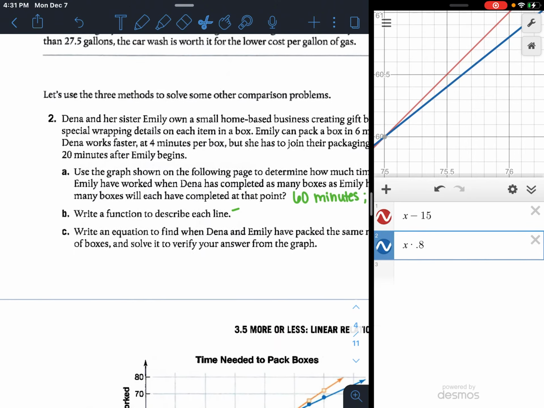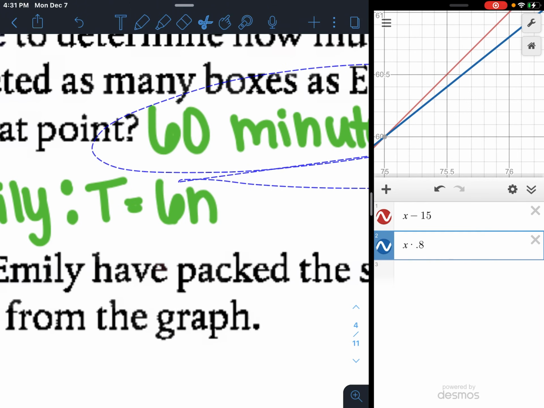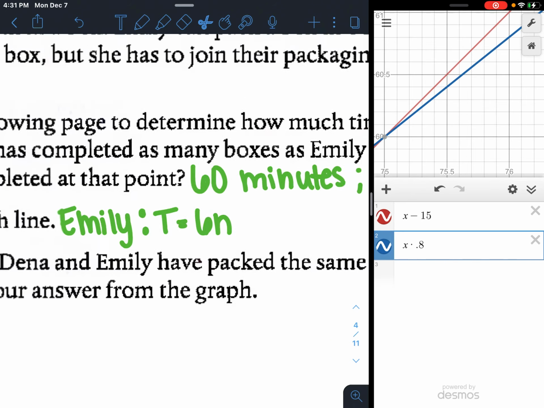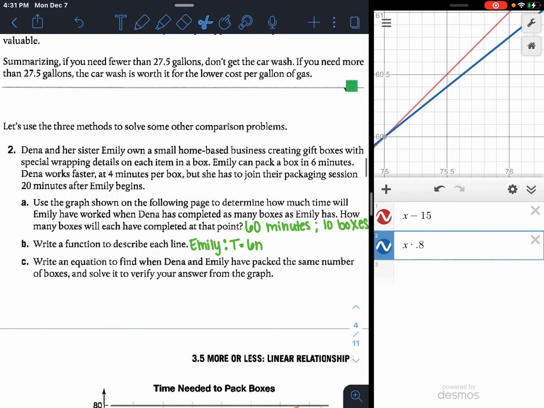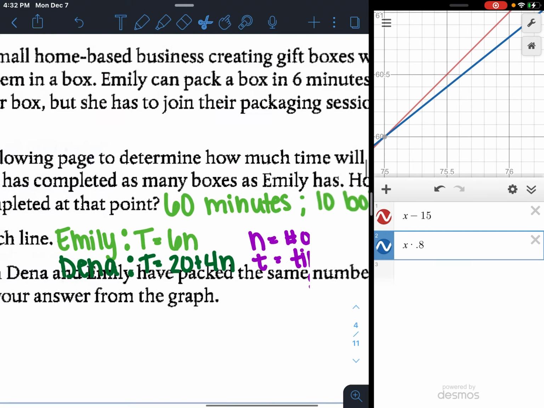Emily can pack a box in 6 minutes. So her time will equal 6 minutes per box times n, n being the number of boxes that she's packing. And then for Deanna, she can pack a box in 4 minutes, but we have to tack on 20 additional minutes because she started 20 minutes after Emily. So we have to give her 20 extra minutes.